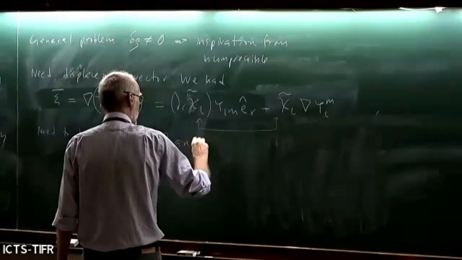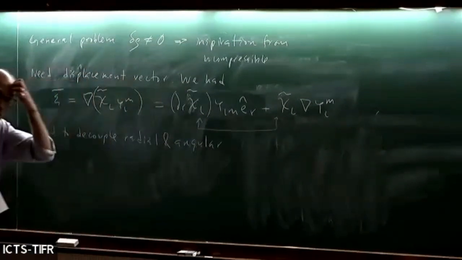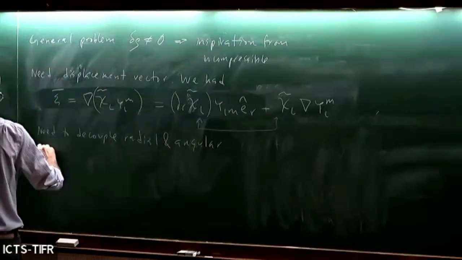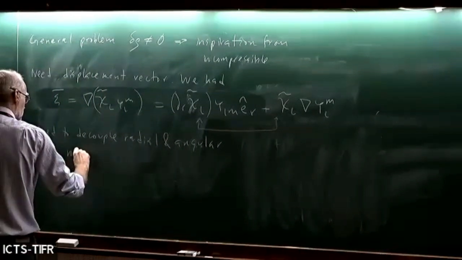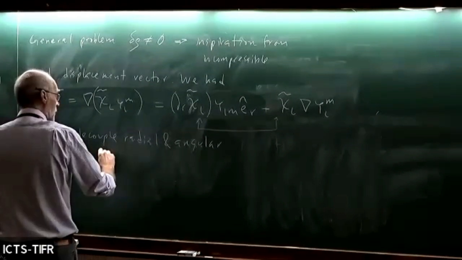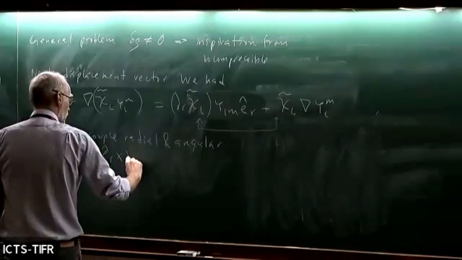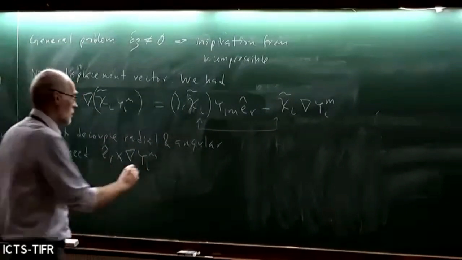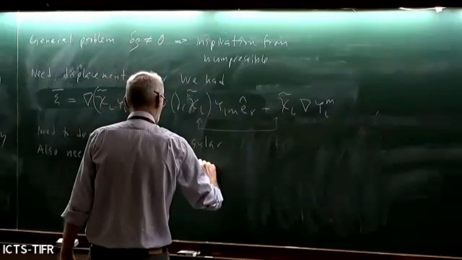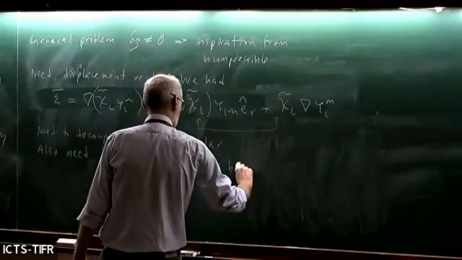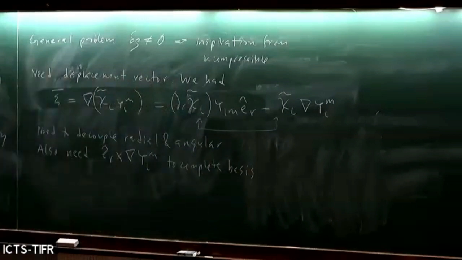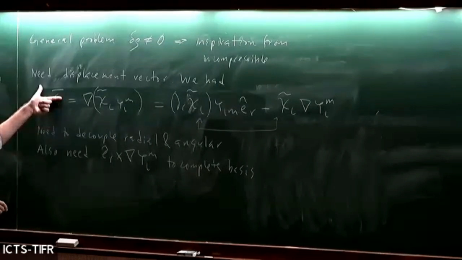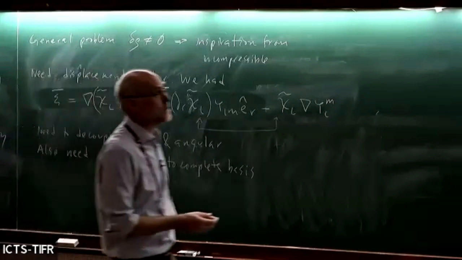There's no reason why these radial and angular pieces should be coupled. And I also need a third direction. So I need something like radial cross grad YLM, which is going to be orthogonal to both, right? So then I have a complete basis in 3D, okay? So that's inspired by this, clearly, but it's much more general.